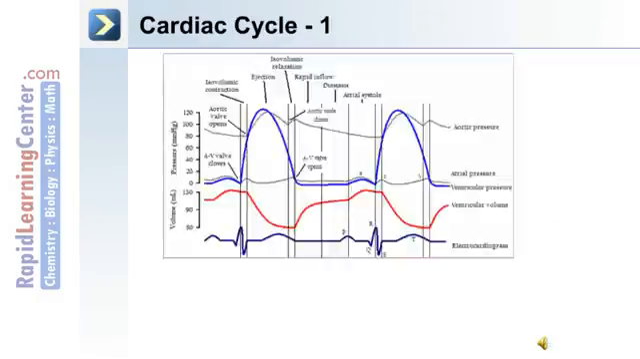The cardiac cycle. Let's use this chart to describe the changes in the cardiac cycle. You'll notice pressure and volume on the left axis and a number of tracings on the chart: aortic pressure, atrial pressure, the pressure in the ventricles, the volume in the ventricles, and along the bottom is the electrocardiogram.